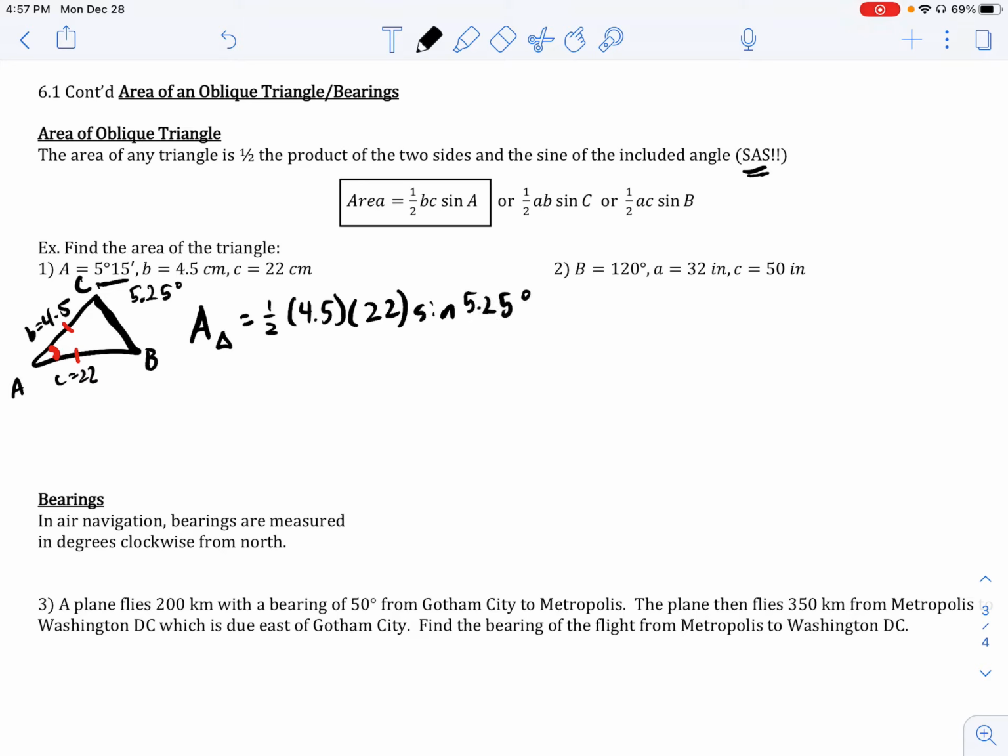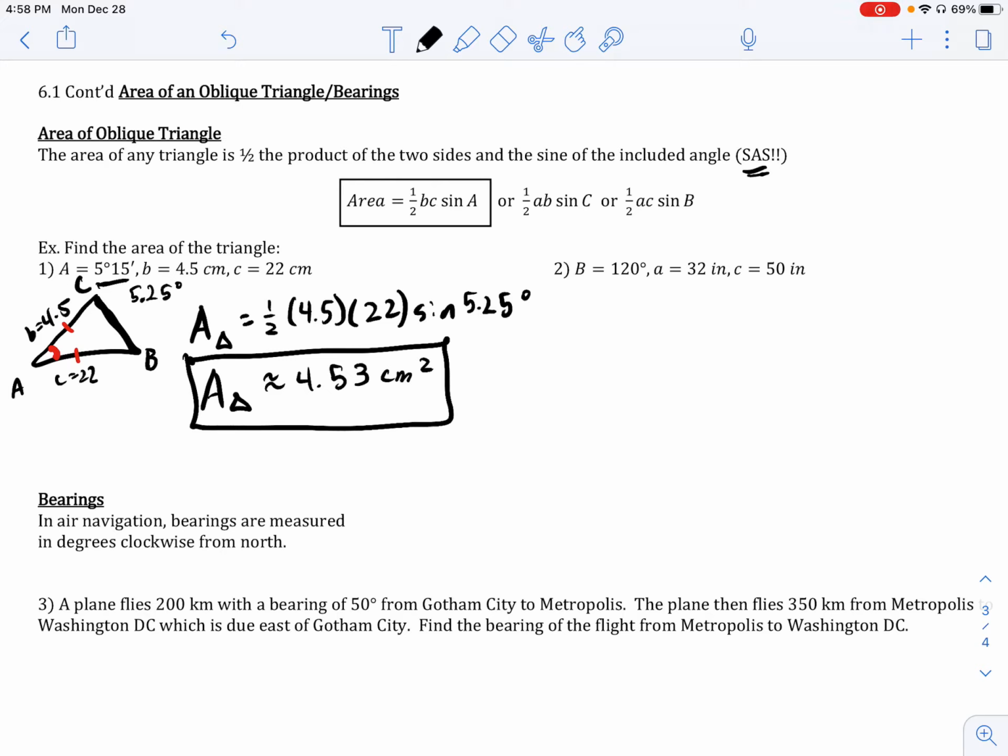5.25 degrees. So at this point, you could just punch all that into your calculator and say that the area of this triangle is approximately 4.53, and the units that were given were centimeters, and since we're finding area, we would say centimeters squared. So there's the area of this triangle, okay? Go ahead and pause the video and try number 2 on your own, and you can find the solutions for this in our Google Classroom.